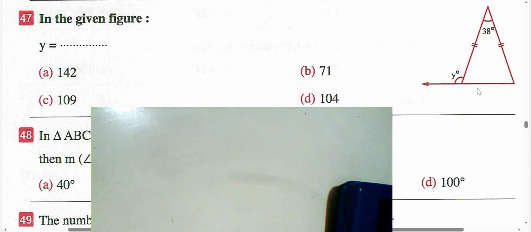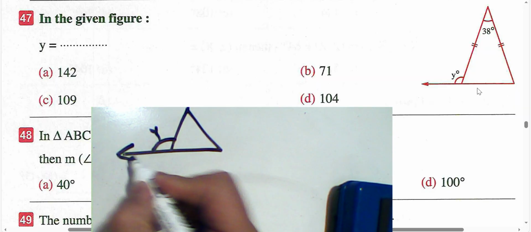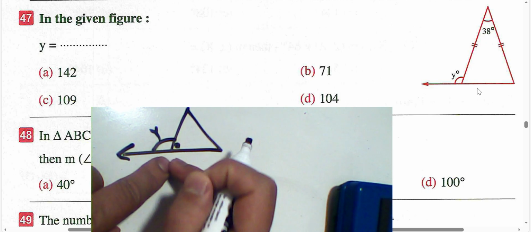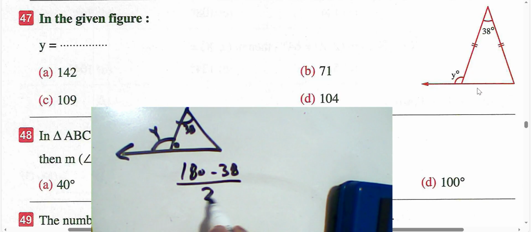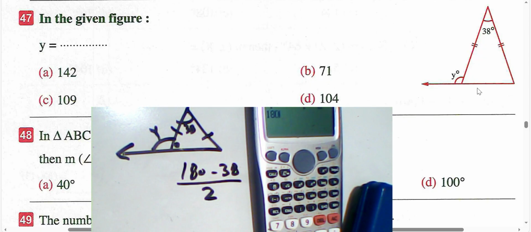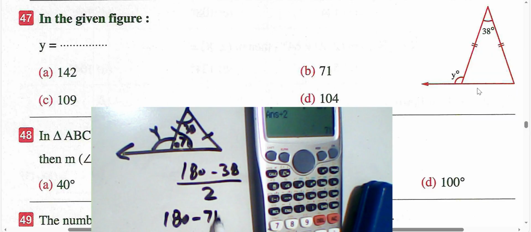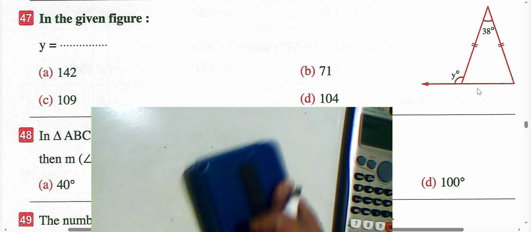Next question. In the given figure, we want to find the measure of angle y. First step, to find the measure of angle y, you must first find the measure of the angle behind it, because they are supplementary angles. We have 38. We can write 180 subtract 38, and then divided by 2 to find the angle of the two bases, because we have an isosceles triangle. This is the measure of the base, 71. Then write 180 subtract 71 to find the result. The result will be 109. Choose letter C.